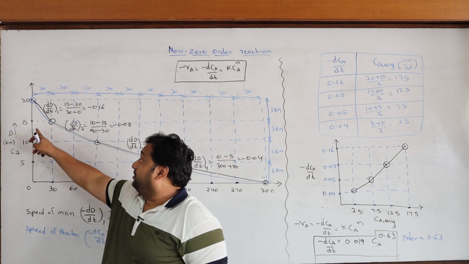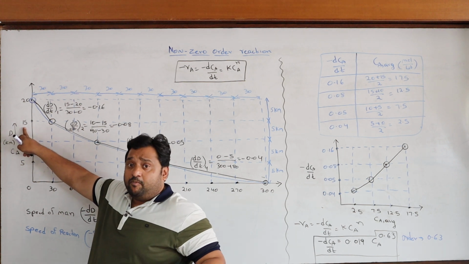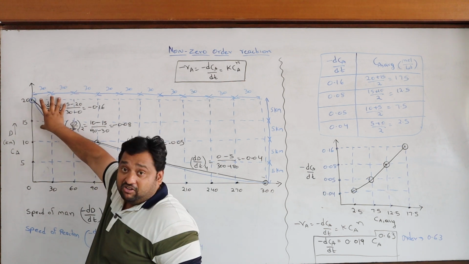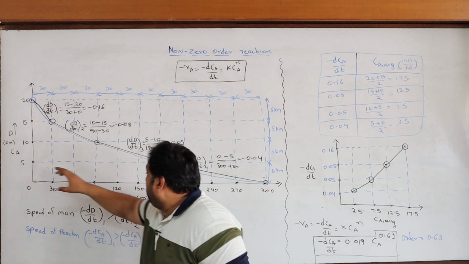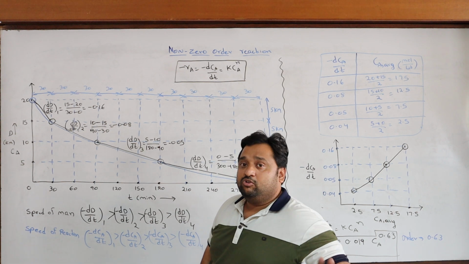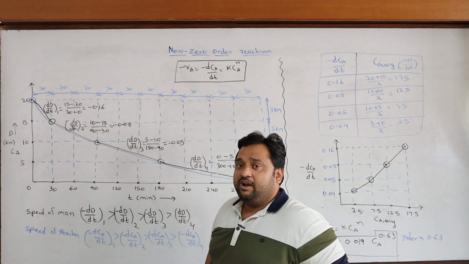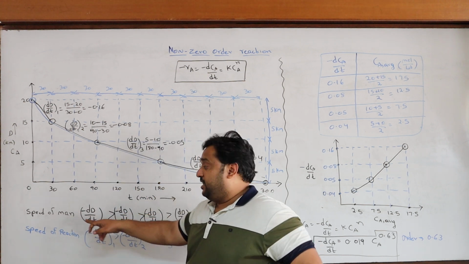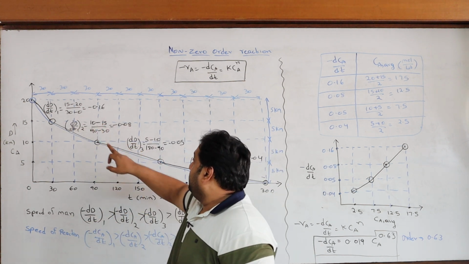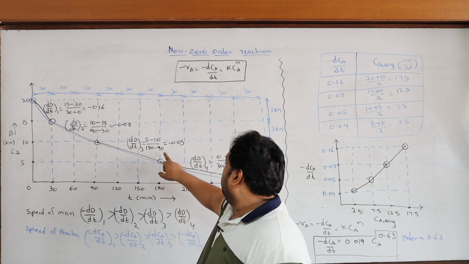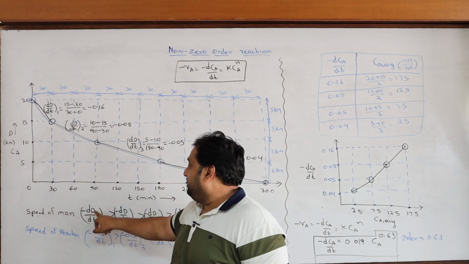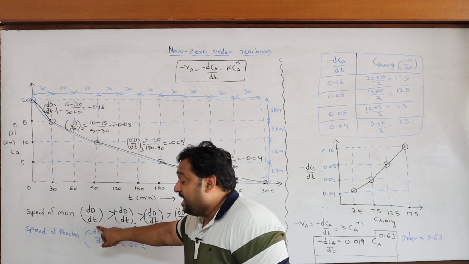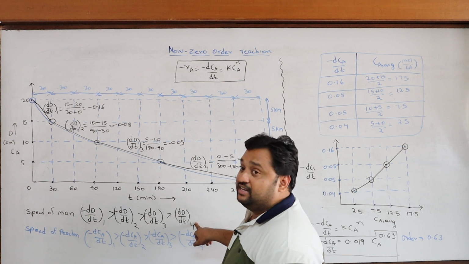I mean, depending upon the distance, depending upon the concentration. If the concentration is higher, the velocity is higher. If the concentrations are lower, the velocities are lower. So that's what is typical of non-zero order reactions. You can see the first slope is higher than the second, than the third, than the fourth. That means dCA by dt is higher at first, and the next slope is lower. That means velocity is higher at the initial stage and lower at the final stage.